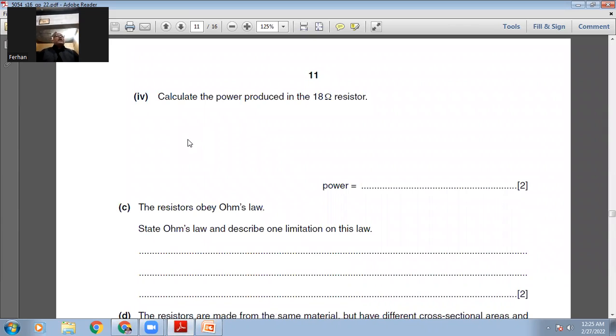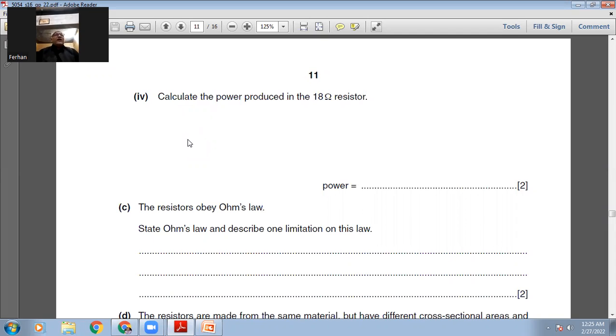Then the question is: calculate the power produced in the 18 ohm resistor. I know the resistance of that resistor, 18 ohm. I know the voltage drop here, 4.5 volt. I know the current flowing through it, and that is 0.25 ampere. So very easily I can find out the power produced in that resistor.